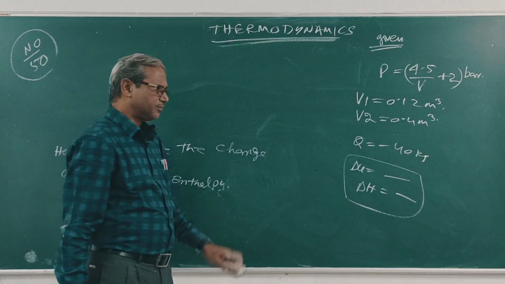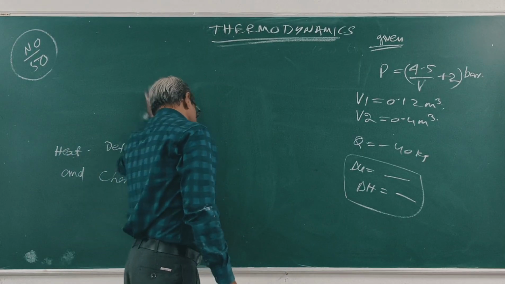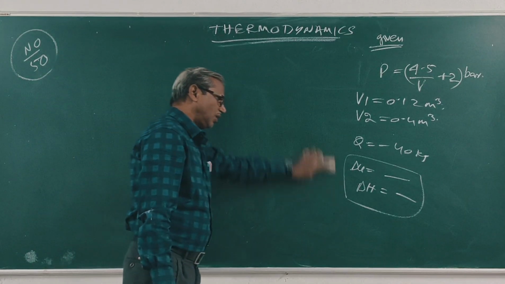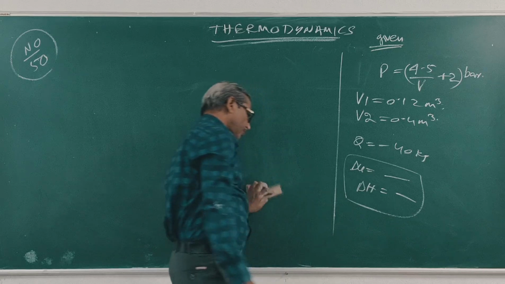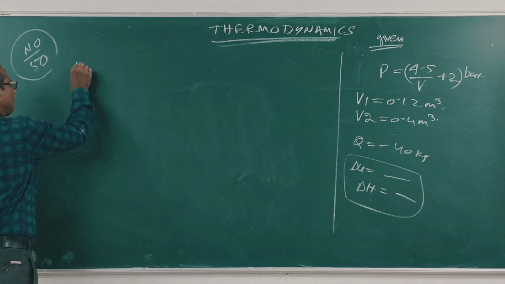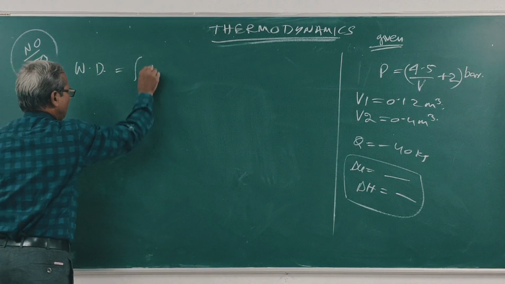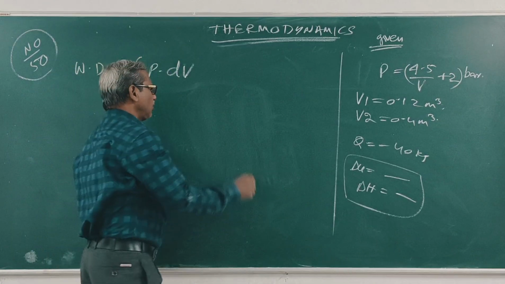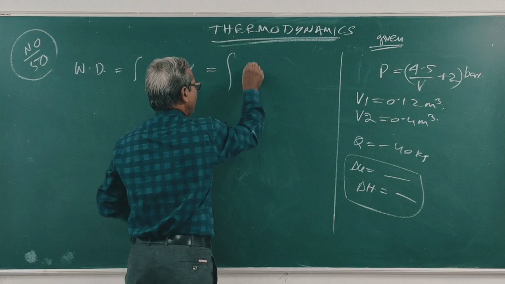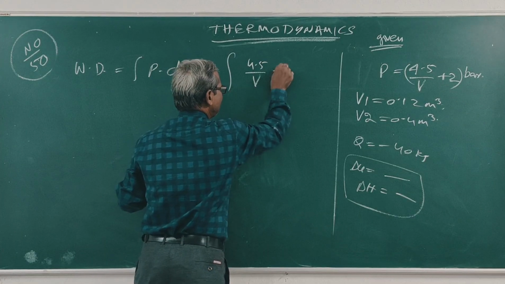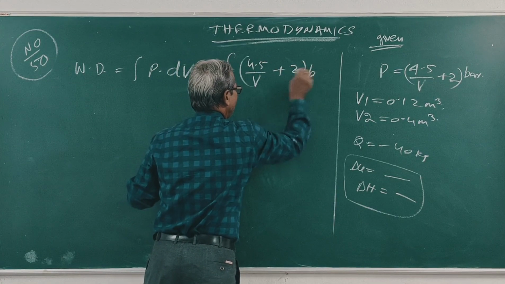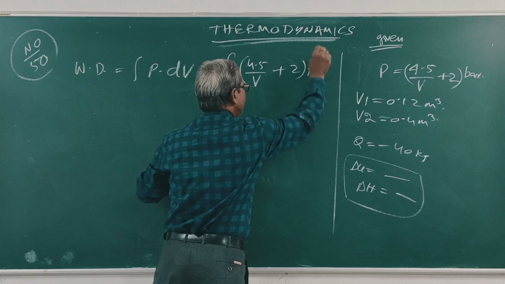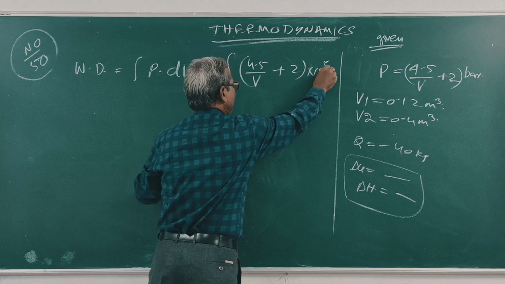First find out the work done. Clear? Now, work done is equal to the integration of P dV. This is equal to the integration of (4.5 by V plus 2) bar. What is bar? 10 to the power 5. Clear?